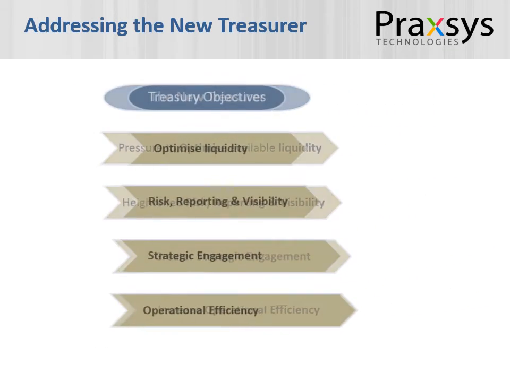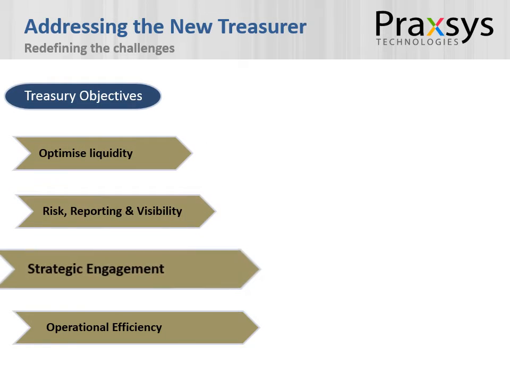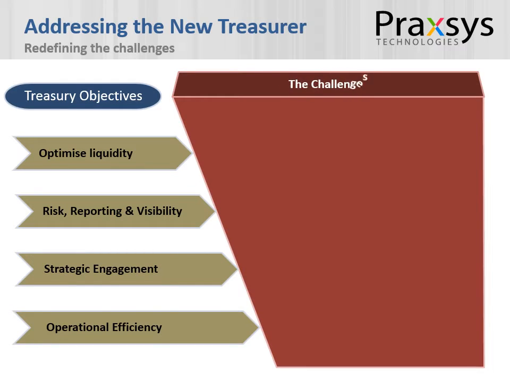Taking a closer look at the key functions today's Treasurer needs to deal with, we can break them down into four main objectives: to optimise liquidity, risk reporting and visibility, strategic engagement, and operational efficiency. These objectives create some challenges.